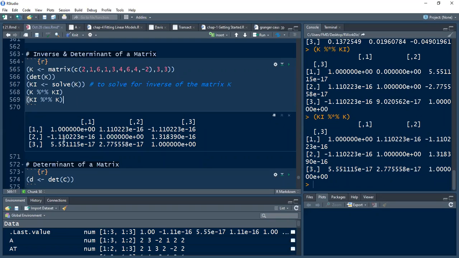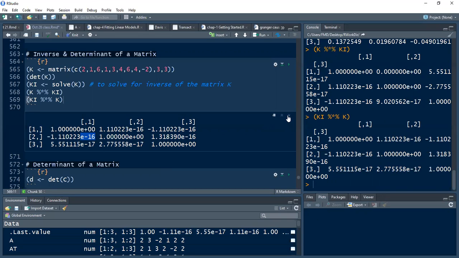I hope you're convinced, guys, that this is an identity matrix. This one, 1.11 e to the negative 16, is scientific notation. It means that you go to the left 16 times. So that's a point and then 15 zeros and a 1. It's practically 0, guys. And this one also. And this one.